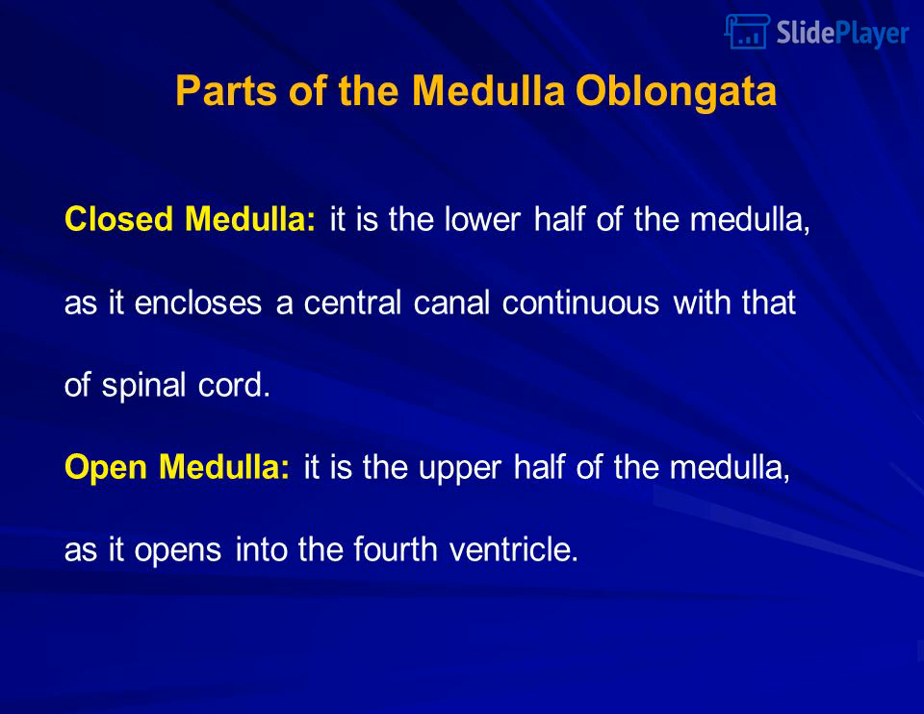Parts of the medulla oblongata. Closed medulla: it is the lower half of the medulla, as it encloses a central canal continuous with that of the spinal cord. Open medulla: it is the upper half of the medulla, as it opens into the fourth ventricle.